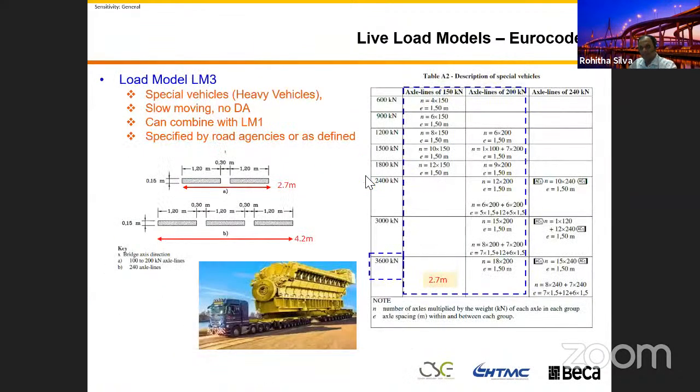But if government agencies ask you to check your bridge for LM2, you check your bridge for that. If there's an issue, you can convey that back to the road agency as well, rather than upsizing, because this could happen once or twice throughout the bridge design life. And instead of going 3,600, they can scale down to 3,000 kilonewton if it is working that way.